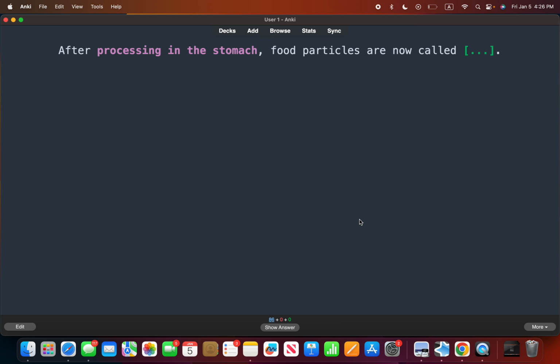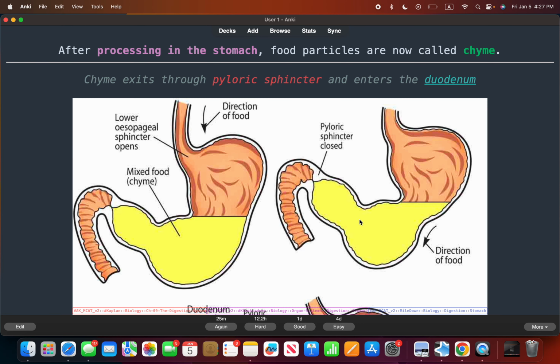After processing in the stomach, food particles are now called chyme. Bolus is what the food is turned into in our mouth, but after processing the food in the stomach, the food particles are called chyme. So chyme is mixed food.